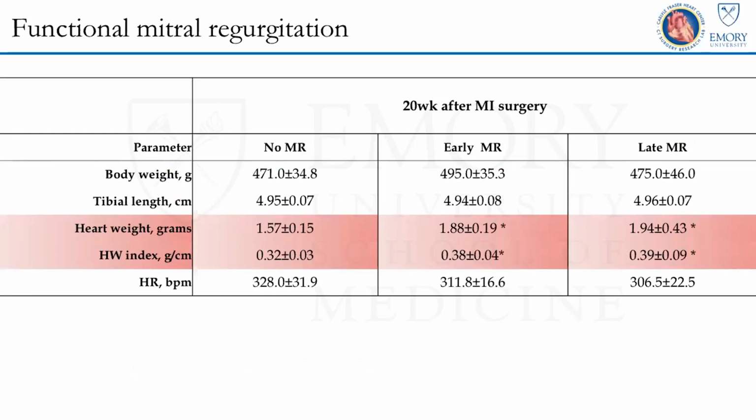When we explanted the hearts and weighed them, we began first by weighing the animal, then obtaining the tibial length and the heart weight. What we do see is that at the time of explant at 20 weeks, the hearts that were explanted from the animals that had mitral regurgitation were significantly heavier compared to the ones that did not have any mitral regurgitation. And when we normalize this heart weight to tibial length to account for growth, we still see those significant differences between the groups.